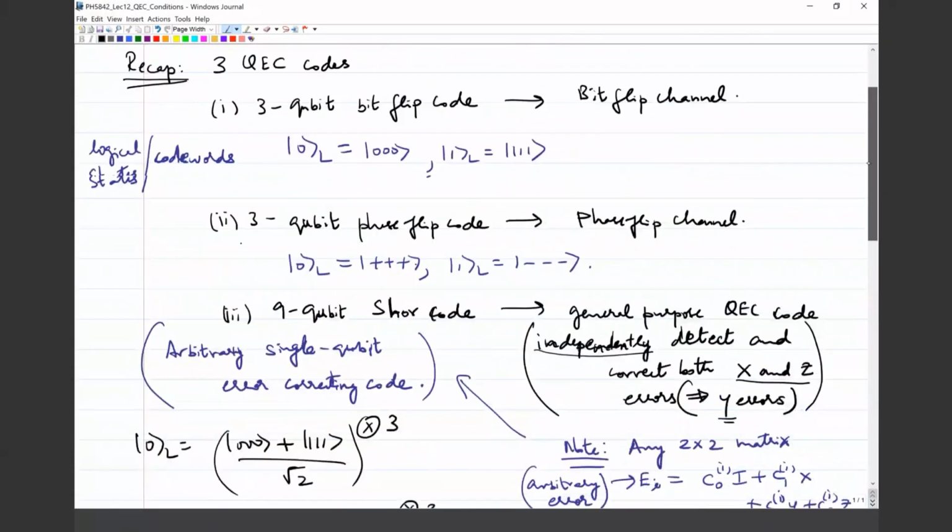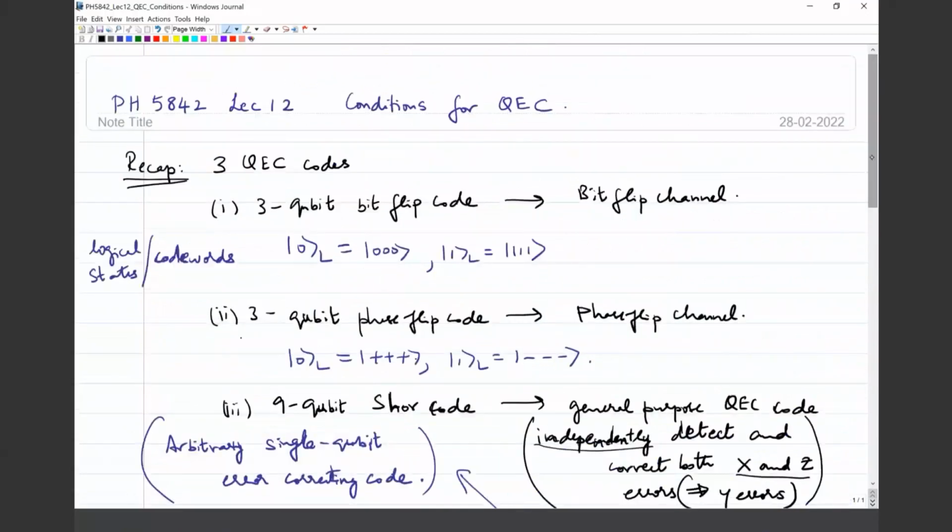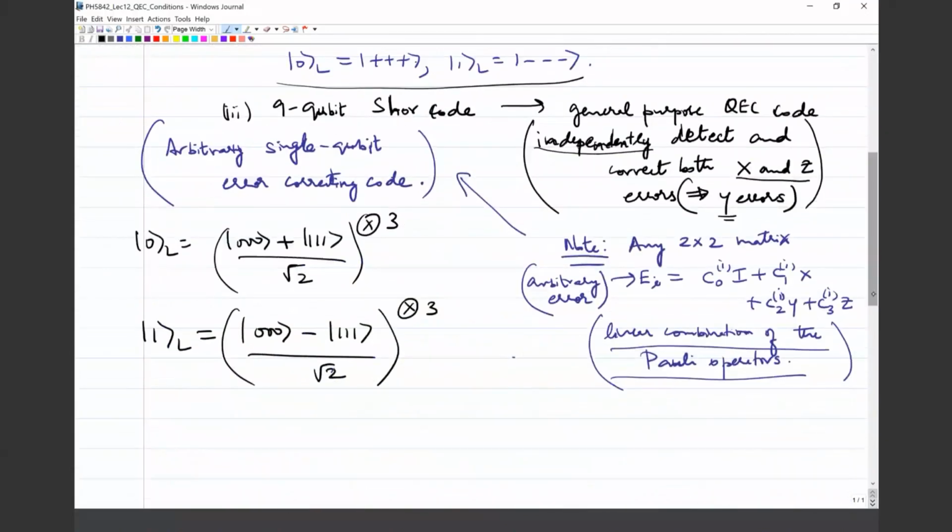What I want to do today is to generalize the scope of this, and ask if I have a general code. So what is a code? A code is simply a subspace of a larger space, right? In this case, it is a two-dimensional subspace of the 3-qubit space. Here it's a two-dimensional subspace of a 9-qubit space. So given a code space, is there a way to check whether it has any error correcting properties?